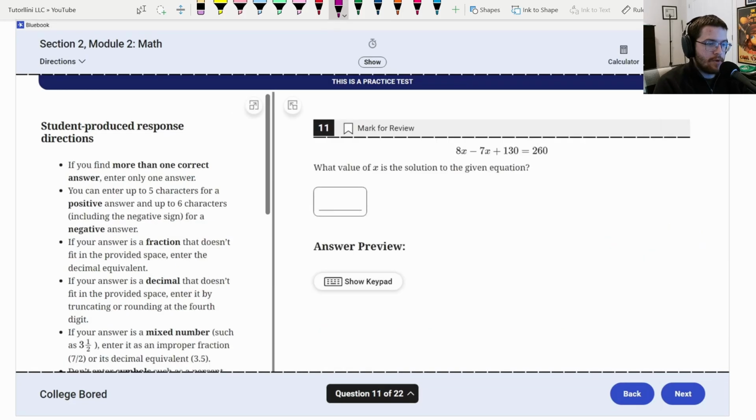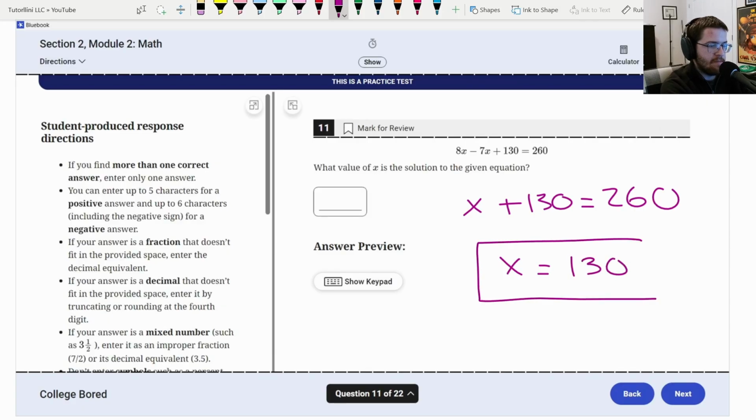Okay, question 11. So first thing I'm going to do, always, before you move stuff, is combine any like terms on either side. We have this 8x and this 7x on the left side. So 8x minus 7x is 1x, or just x. Everything else stays the same. Now I'm going to subtract 130 from both sides. And I get x equals 130.